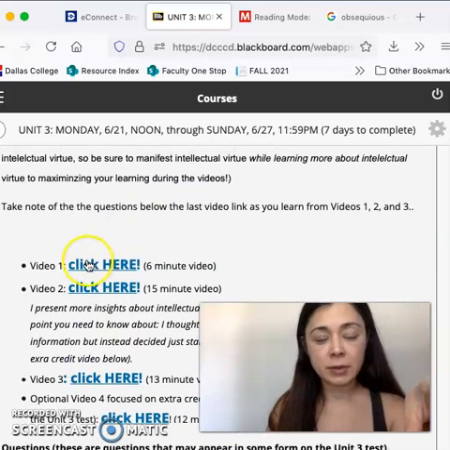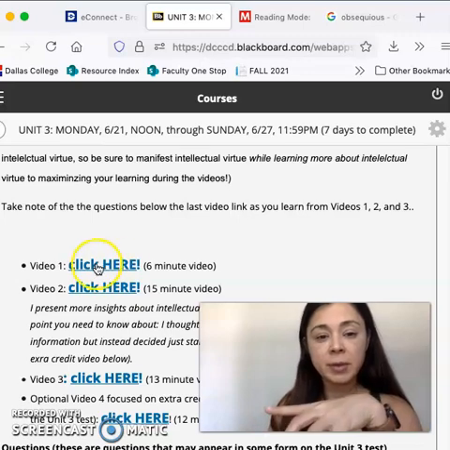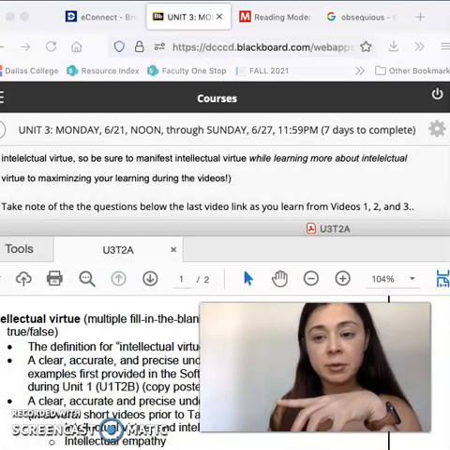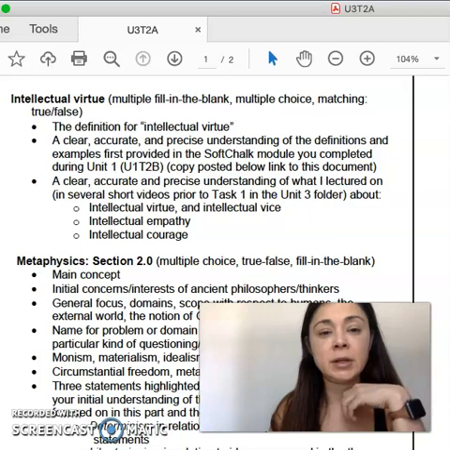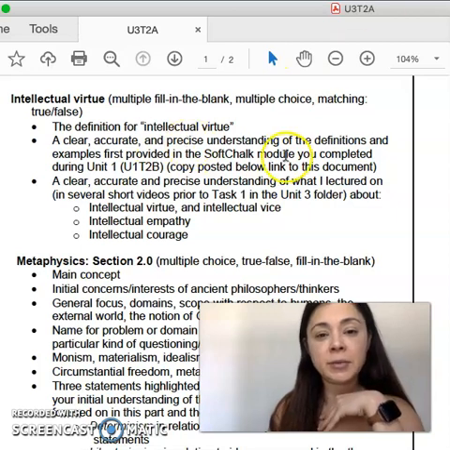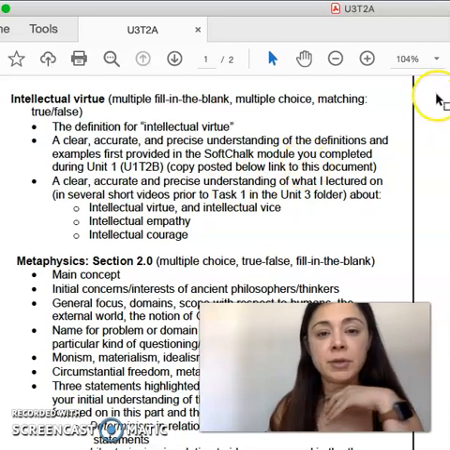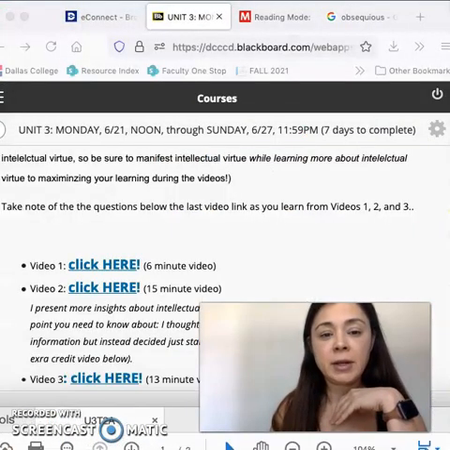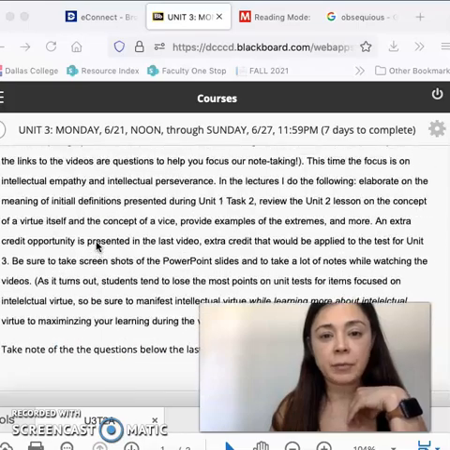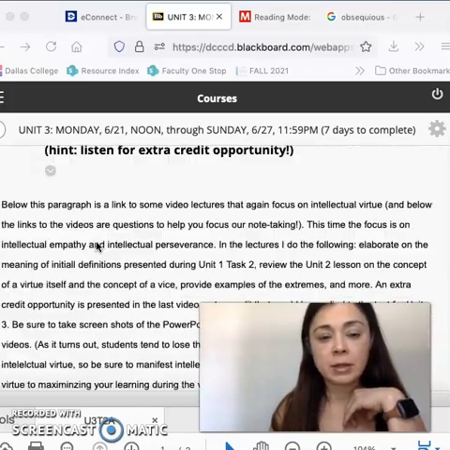So that's what I was going over in the study guide, like intellectual virtue, the definition that I want you to remember. It's covered in here, as well as other really important concepts that you could be tested on. Here I have a clear, accurate, and precise understanding of the definitions and examples first presented in the SoftTalk module you completed. So right here, I posted the link to that.